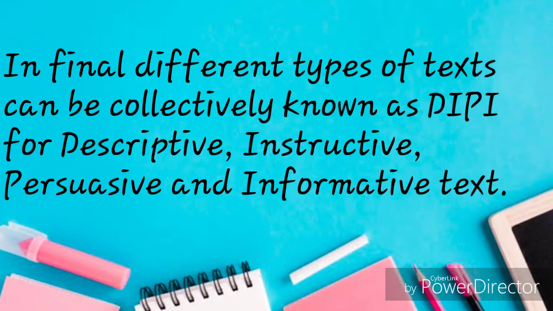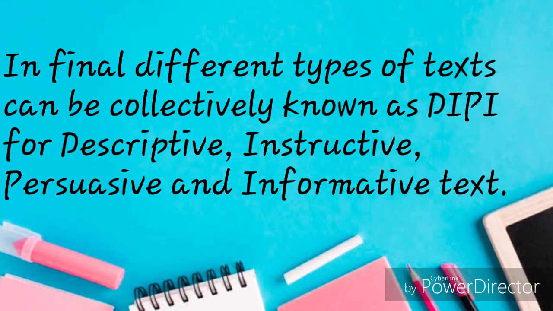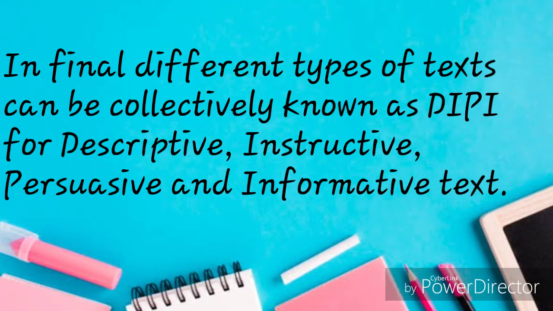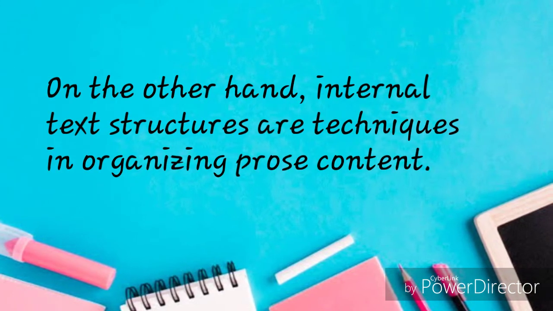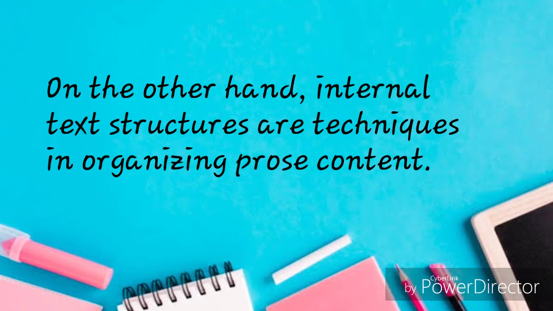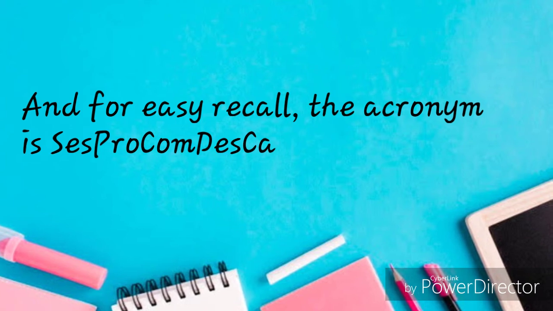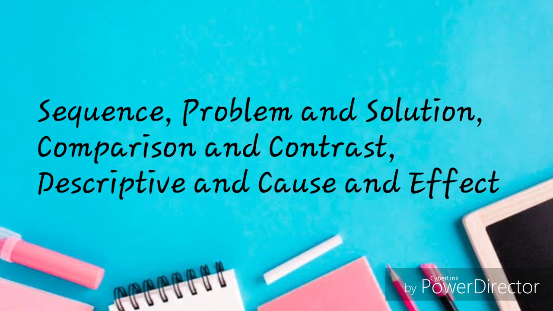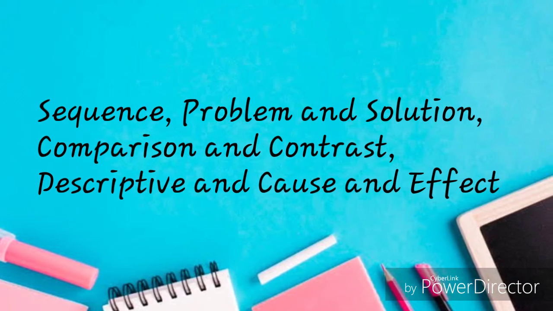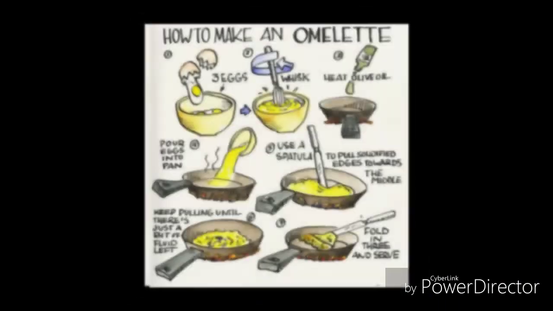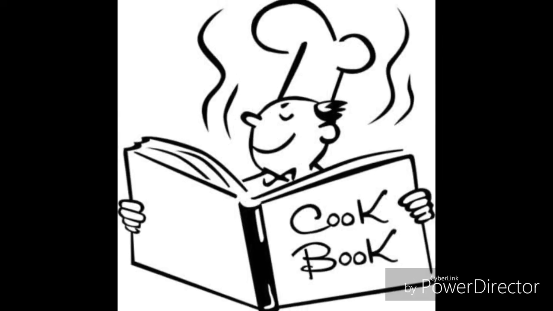In final, the different types of text can be collectively known as DIPI, or descriptive, instructive, persuasive, and informative text. On the other hand, internal text structures are techniques in organizing prose content. And for easy recall, the acronym is SEPRCOMDESCA, for sequence, problem and solution, comparison and contrast, descriptive, cause and effect. Are the different types of text and internal text structures clear by now?